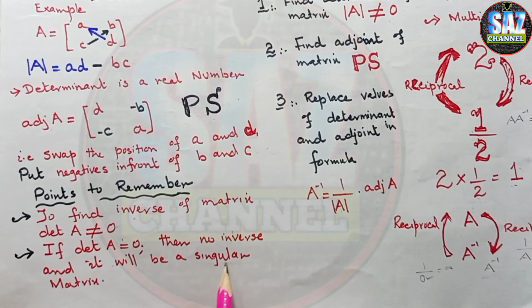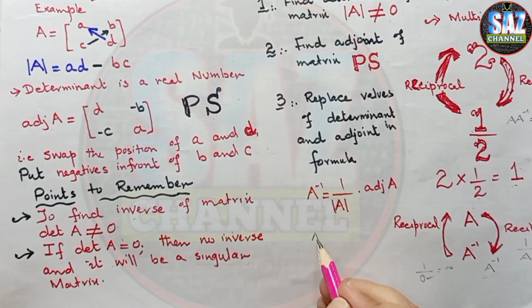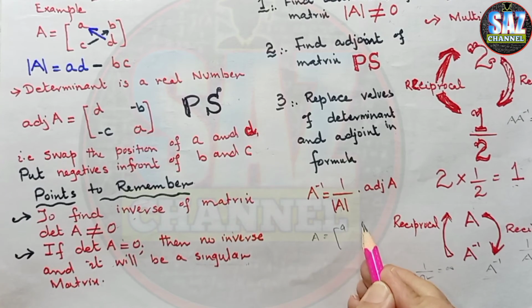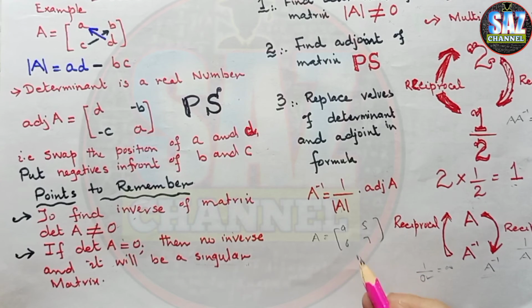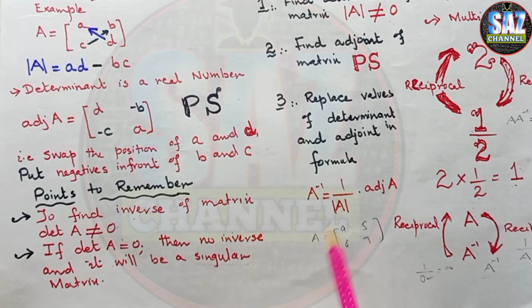I hope the term singular is clear to you, because in your examination, the examiner can ask you to find the value of an unknown in the matrix. Like he can give you a matrix, suppose A, 5, 6 and 7, and ask you to find the value of A so that the given matrix is singular. Singular means that it has no inverse and its determinant equals 0. So simply you have to equate the determinant to 0 and get the answer.